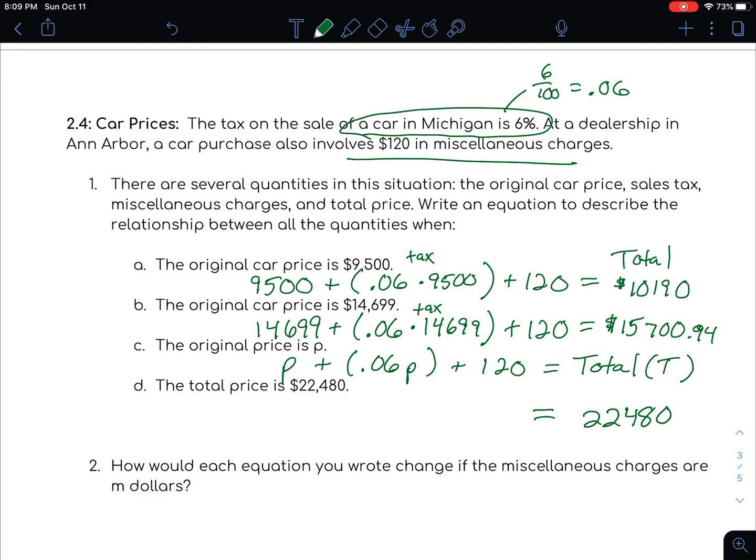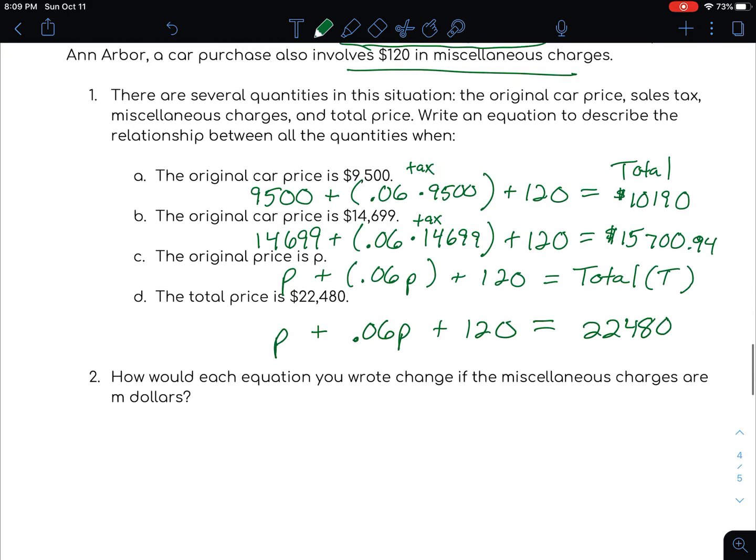So in this case, that's all we know. And so we are going to essentially use the same equation as we did in the previous problem. We don't know the original price, so let's call that P. We do know that we're going to have to add on a 6% tax of that original price, so 0.06P. And we do know that we're going to have to add on $120 to that.